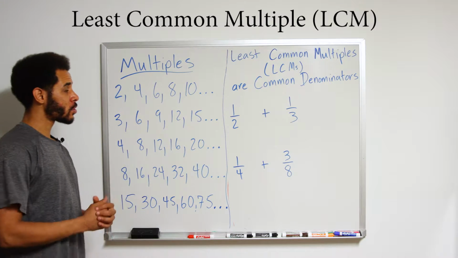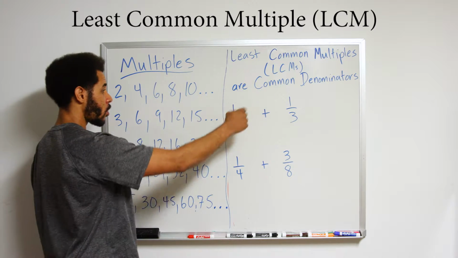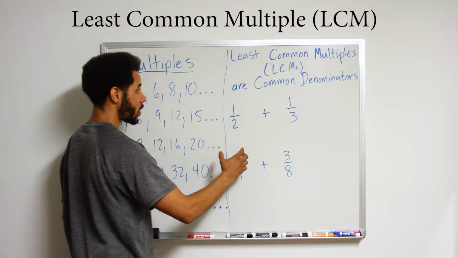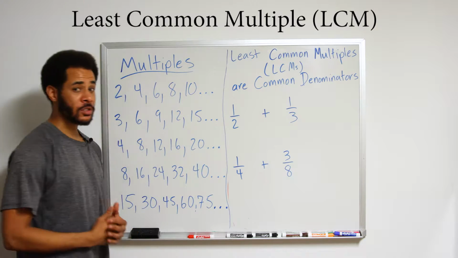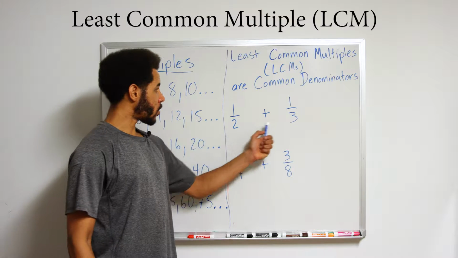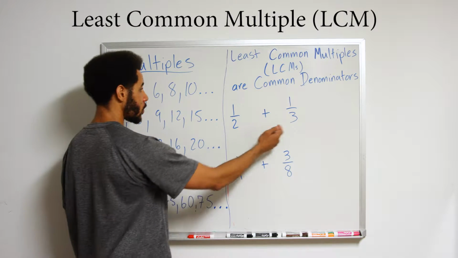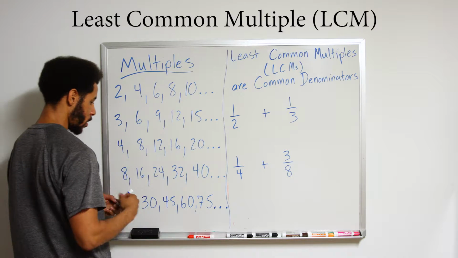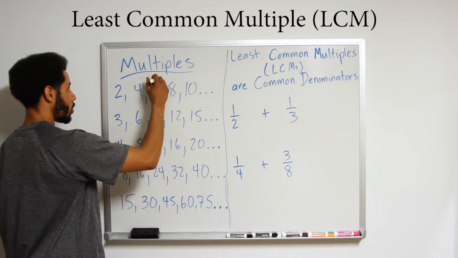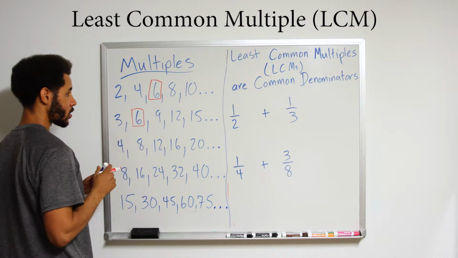Multiples are very valuable to us because they allow us to add and subtract fractions. The least common multiple is the common denominator we need to put these quantities together to one simpler value. So to find 1/3 plus 1/2, what we're going to do is find the least common multiple of 2 and 3. We have them right here. The first multiple they have in common is a 6.